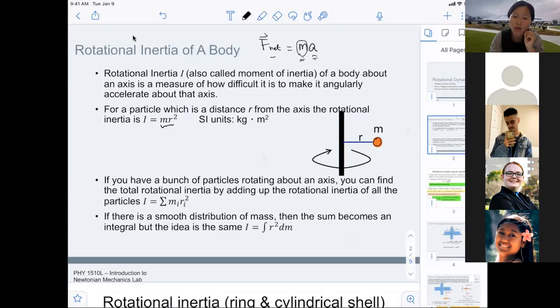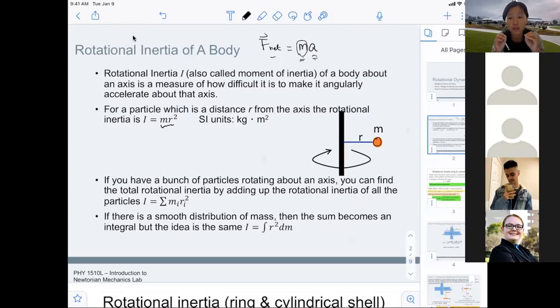What else would make it hard to rotate? When the string is longer or shorter? What do you think? Longer, yes. The longer the string, the harder it is to rotate. So for rotation, both the mass and the radius make it harder to rotate, and mass times radius squared is the quantity that describes the rotational inertia. This is the equivalent of what mass is in Newton's second law.